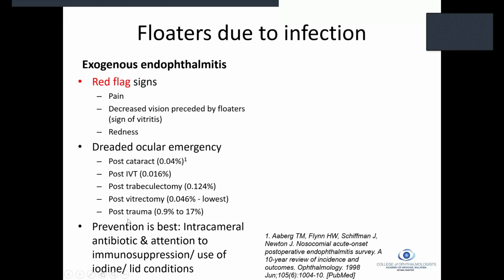I think you would get more of it if there was trauma and open globe injuries, followed by trabeculectomy, which is quite a long time of risk because of the presence of the bleb. Vitrectomy has quite a low rate, and so does intravitreal injection, but we sometimes see them because we do so many of these procedures. And certainly I can't overemphasize the importance of not forgetting your intracameral antibiotics as a preventative measure, and attention to patients with immunosuppression. So that's why we control our diabetics very well.